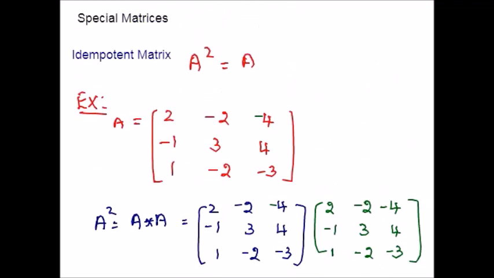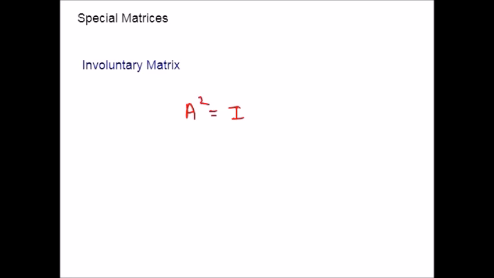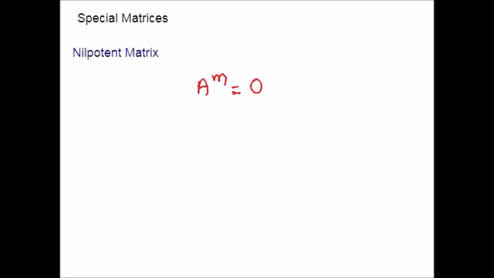Now let's move on to the next type. The next type is the involutory matrix. A square matrix A is said to be involutory if A squared is equal to I, the identity matrix. Now the next type, the nilpotent matrix. A square matrix A is called a nilpotent matrix if there exists a positive integer m such that A raised to m is equal to the null matrix. If m is the least positive integer such that A raised to m is equal to 0, or the null matrix, then m is called the index of the nilpotent matrix A. So if this condition is satisfied, the matrix is called a nilpotent matrix, where this is the null matrix and this one is the index of the nilpotent matrix A. Hope you are clear with this type.